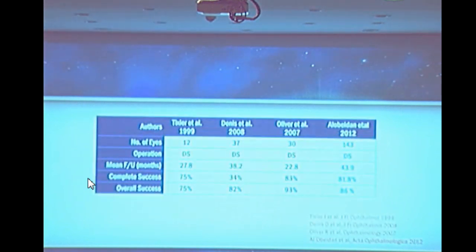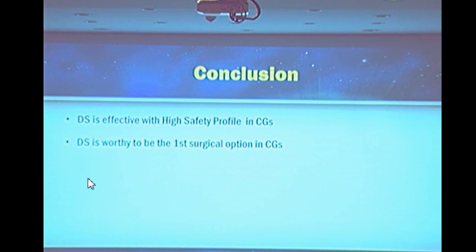When we compare deep sclerectomy in primary congenital glaucoma, you see comparable results for this procedure with not much complication. So we concluded from this study that deep sclerotomy is effective with a high safety profile in congenital glaucoma, and it's worthy to be the first option in managing congenital glaucoma.